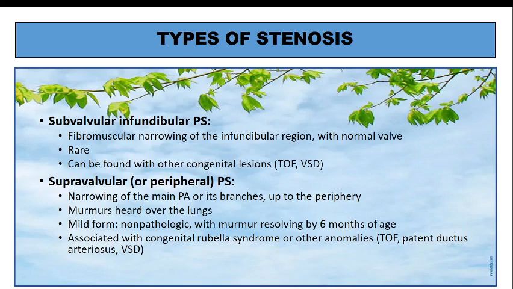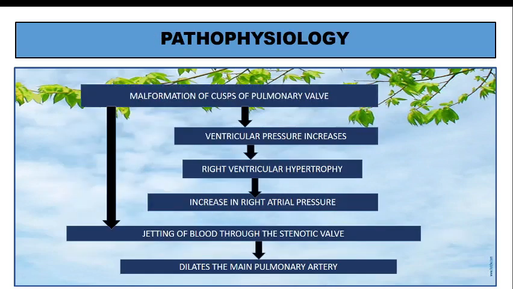So, in such cases, we hear murmurs over the lungs, and in mild form, it is non-pathologic with murmur resolving by 6 months of age. By 6 months, the child is okay, and this may be associated with congenital rubella syndrome or other conditions like tracheoesophageal fistula, tetralogy of Fallot, patent ductus arteriosus, and ventricular septal defect.